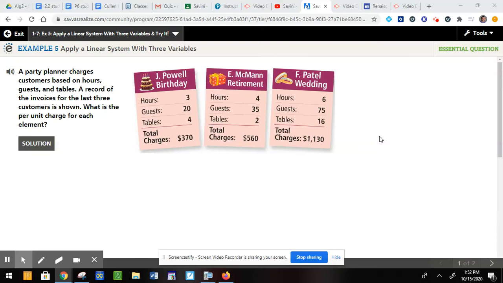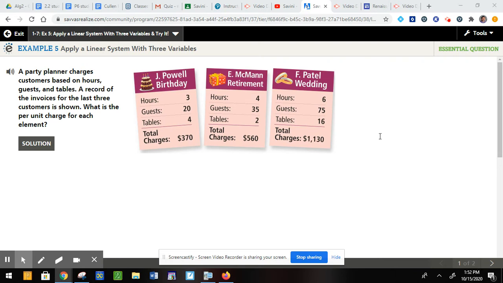Last example here. We're just going to take what we just practiced and learned and apply it to some real life examples. So essentially we're going to take some information, convert it into a system of equations, then convert that into a matrix, solve the matrix on the calculator, and then get our answer.